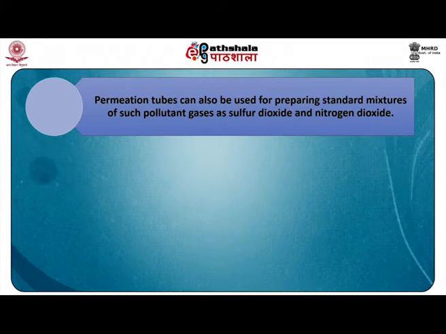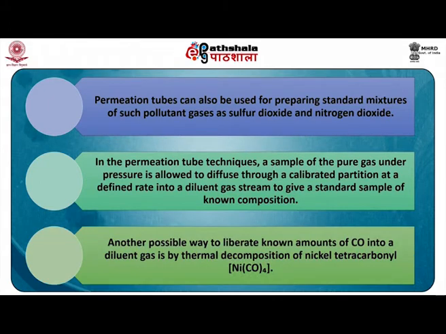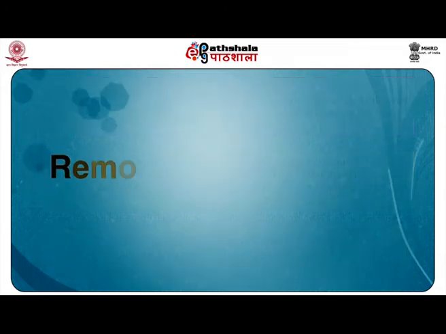and nitrogen dioxide. In the permeation tube technique, a sample of the pure gas under pressure is allowed to diffuse through a calibrated partition at a defined rate into a diluent gas stream to give a standard sample of known composition. Another possible way to liberate known amounts of carbon monoxide into a diluent gas is by thermal decomposition of nickel tetracarbonyl. Remote laser detection.